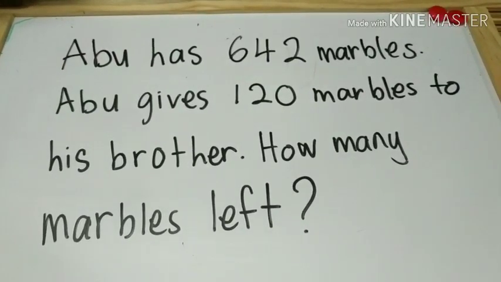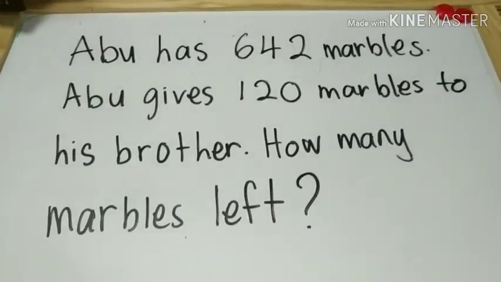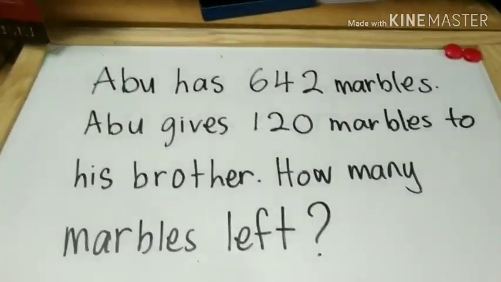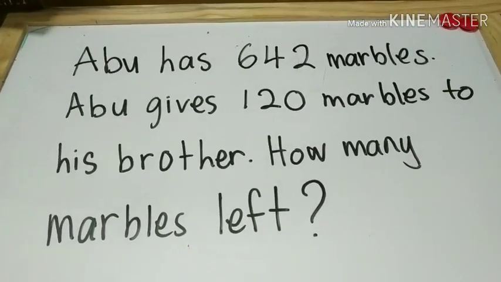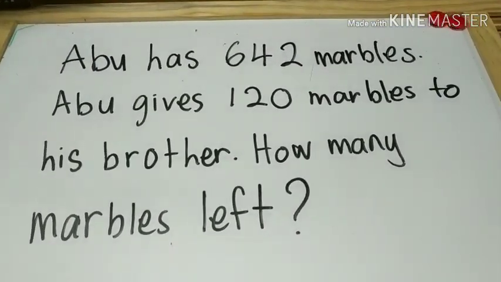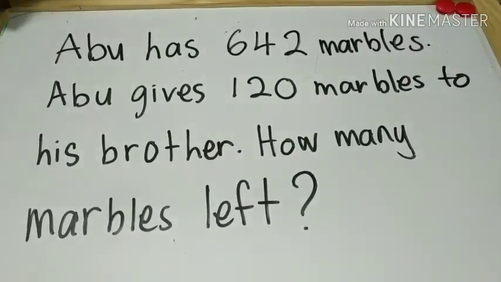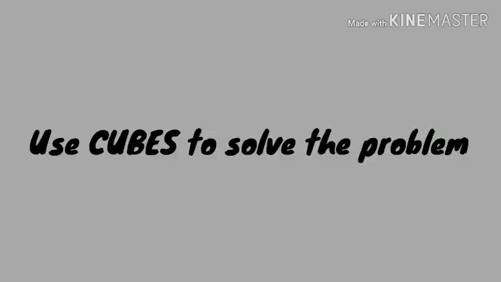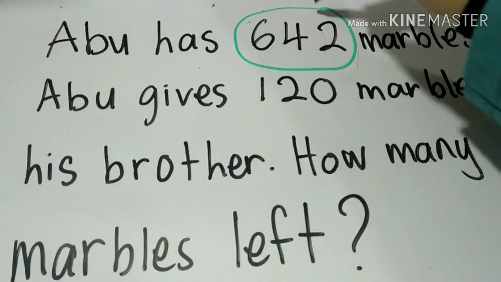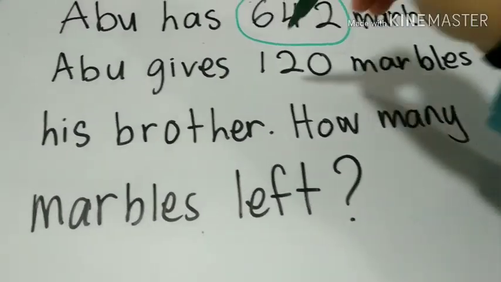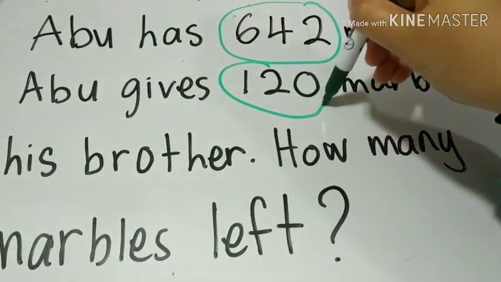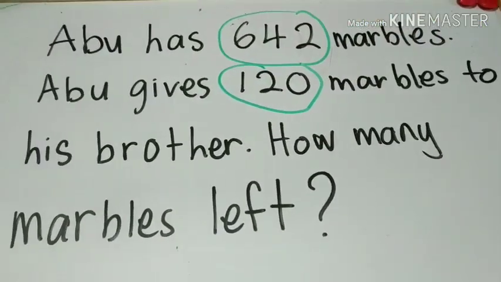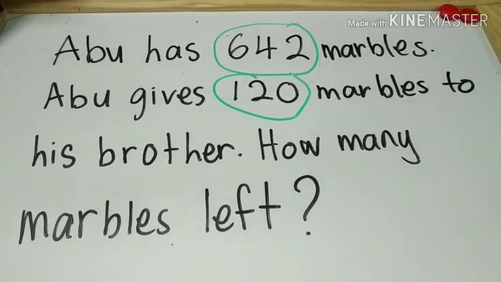Okay, let's try this question. Okay, we read together. Abu has 642 marbles. Abu gives 120 marbles to his brother. How many marbles left? Okay, we use CUBES. So, the first letter is C. Circle the key numbers. 642. Next one is 120.